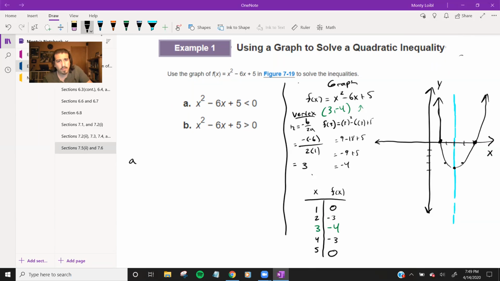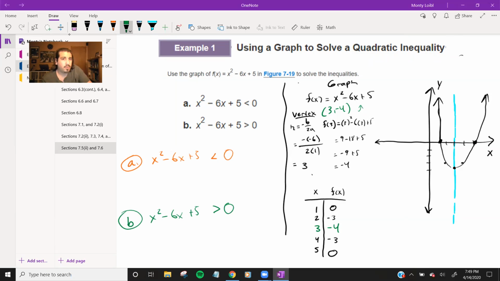So the first one is, and what I'm going to do is write this in different colors so we can see. x squared minus 6x plus 5 is less than 0. The other one is going to be x squared minus 6x plus 5, but this time we're looking for when it's greater than 0, right? So the question is, what x values make this true?